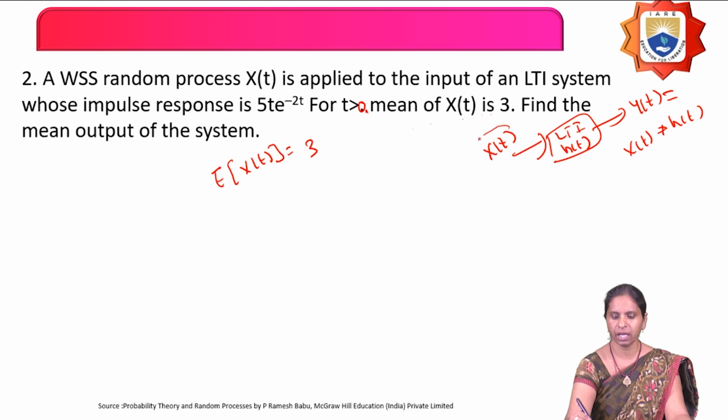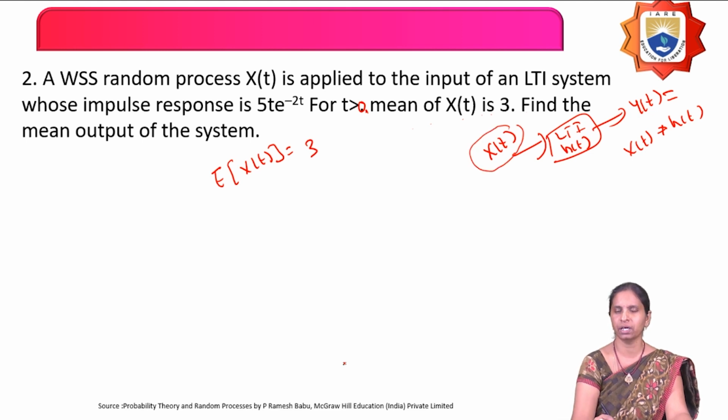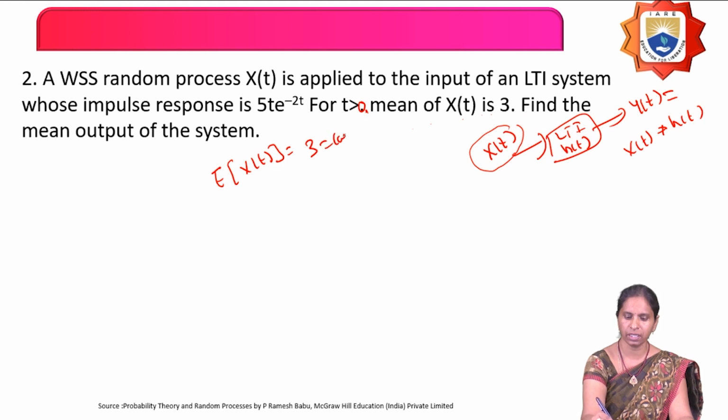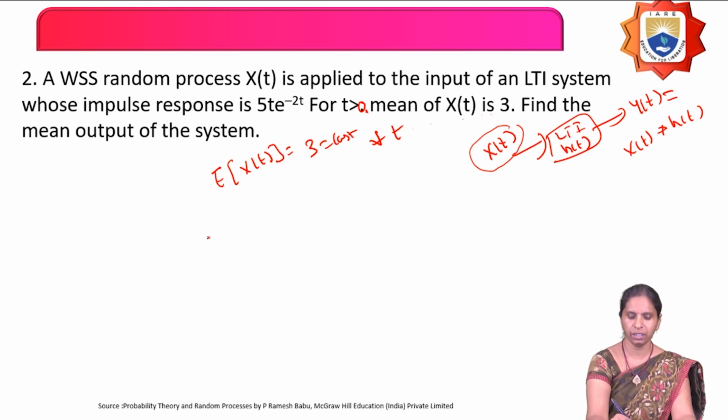And they are given the average value, the mean of the input x(t), equals 3. So it is constant: whatever the value of t, that value equals 3 only. And they are given the impulse response h(t) = 5t e^(-2t), for t greater than or equal to 0.